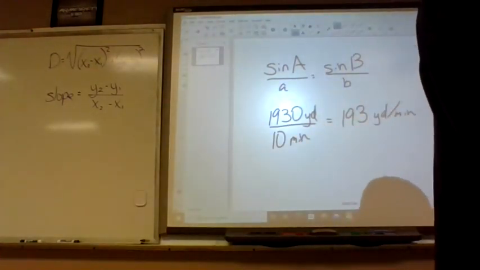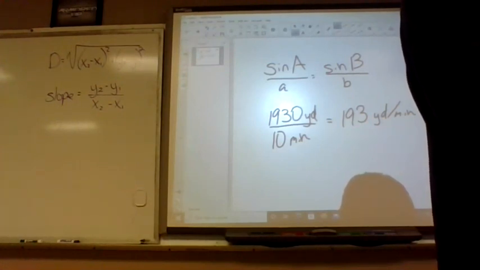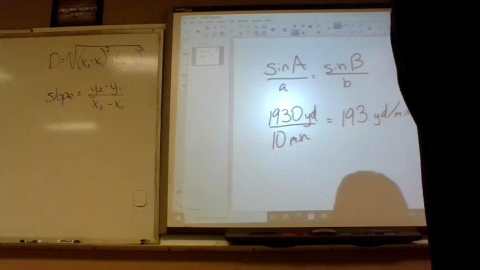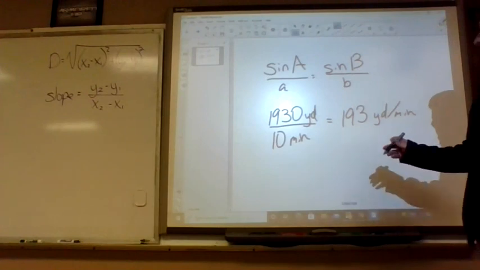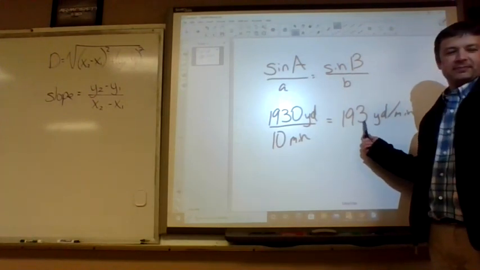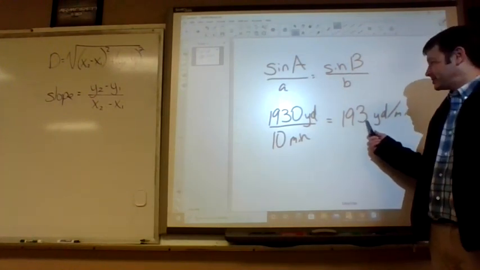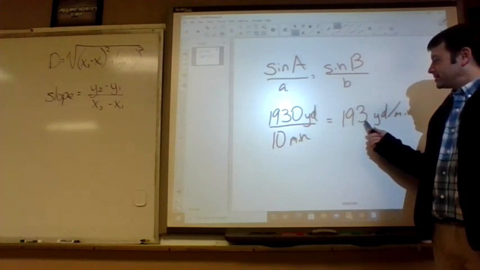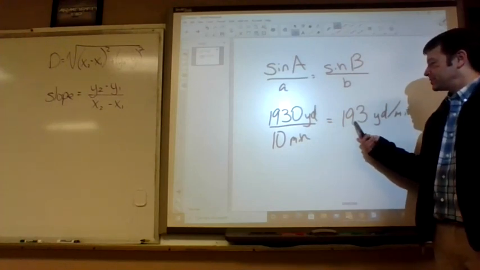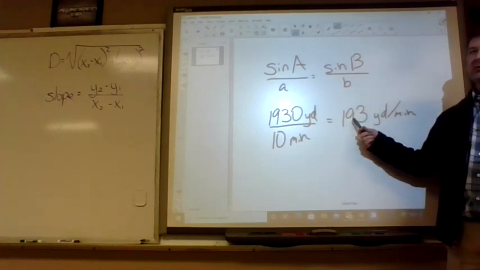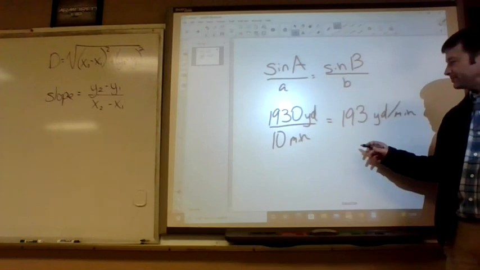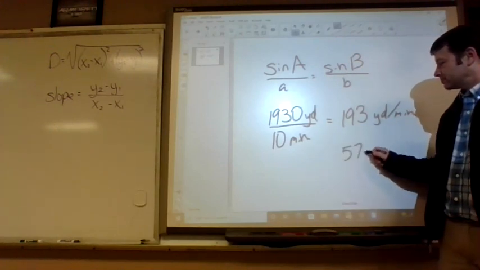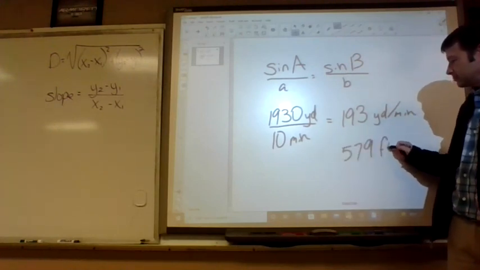Convert to knots, that's the one from part C. Oh gosh, this is a hard one. Because our answer was in yards, that makes it a mess. Let's do this. How many feet would this be a minute? 193 times 3, 579.